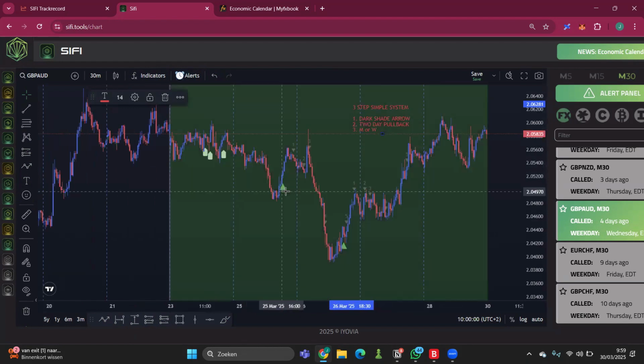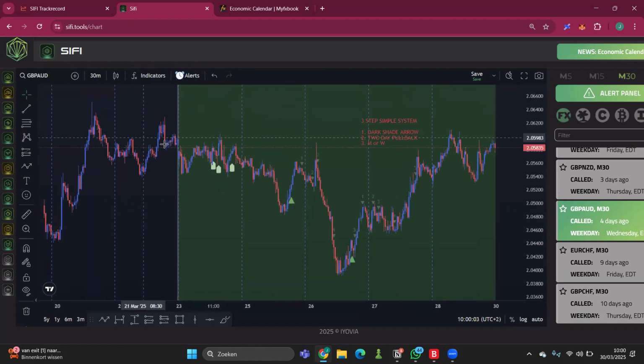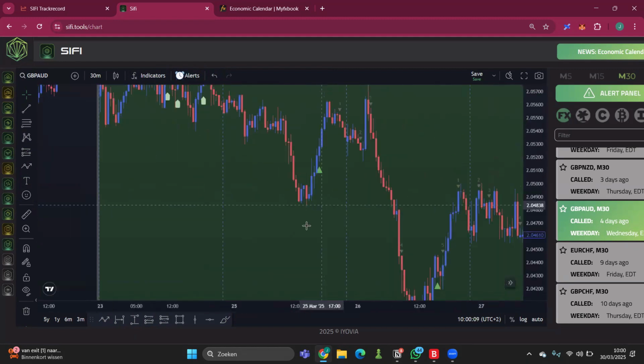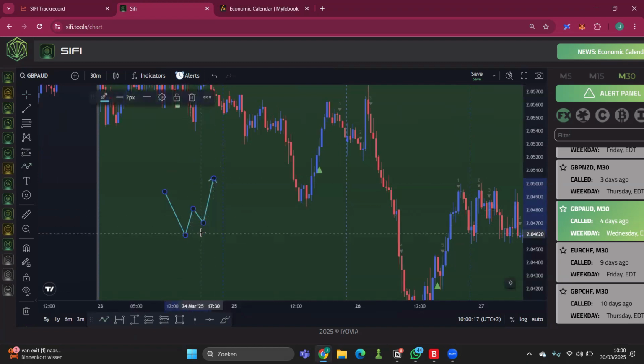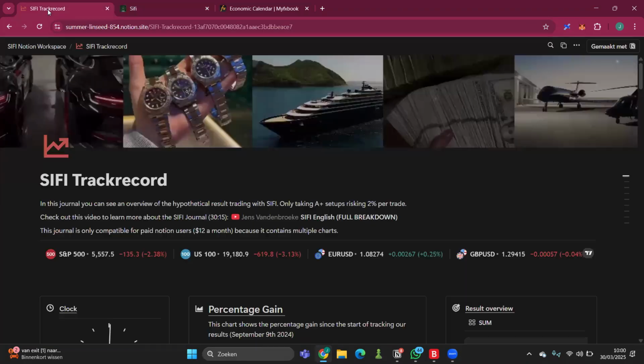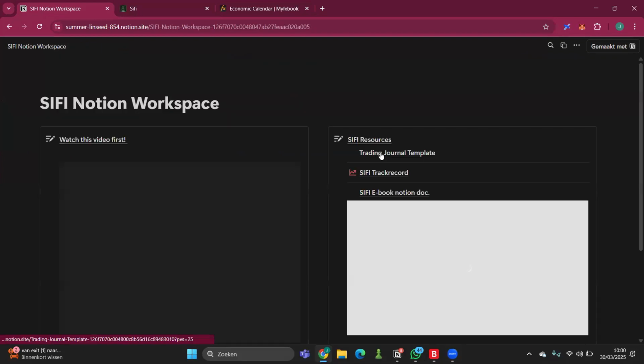Now, if you look at this, we have a dark shade arrow. Price has been pulling back for at least 2 days, but the M or W pattern is not how we want to see it. What does the pattern look like? We want to see a higher low. And as you can see right here, the last low is lower. So that's an important detail when it comes down to that W.